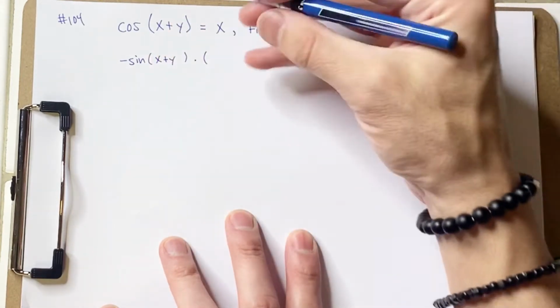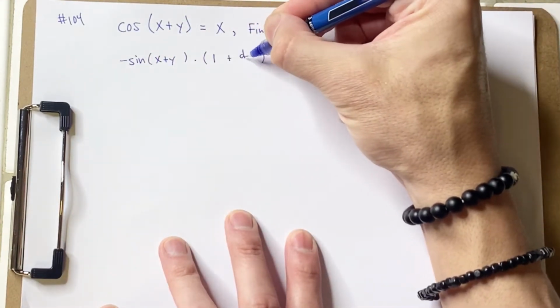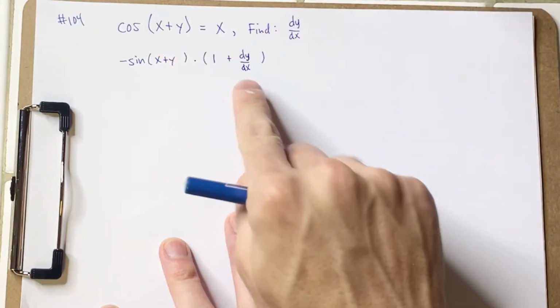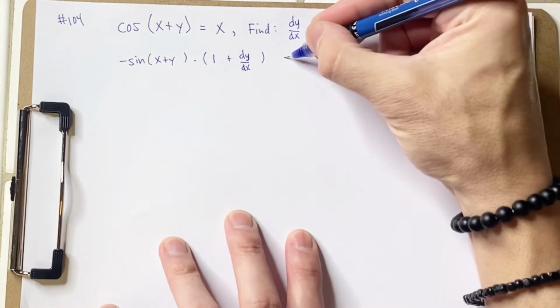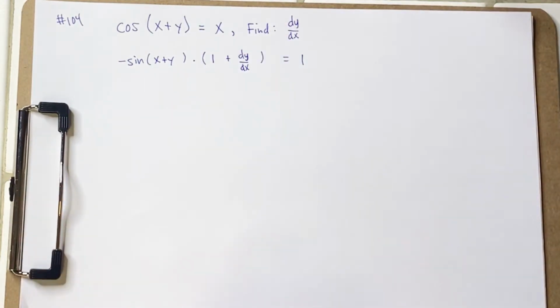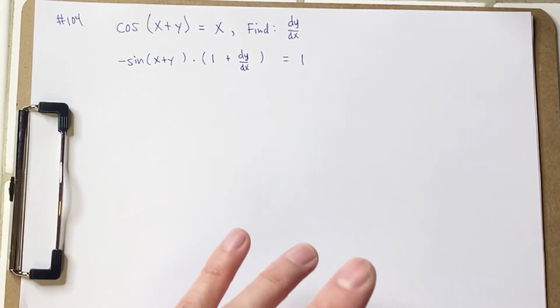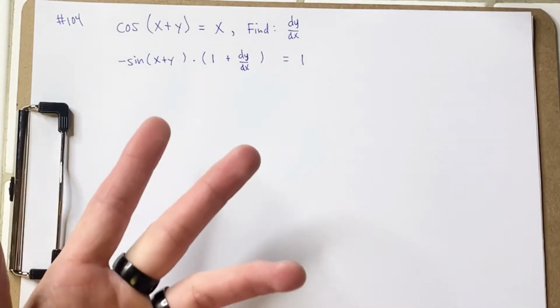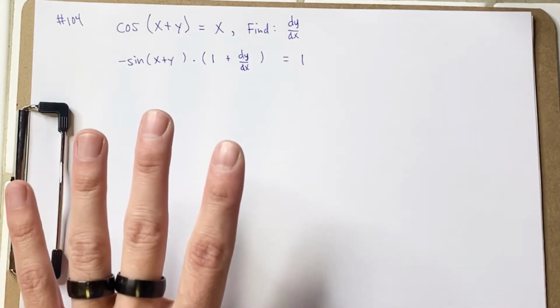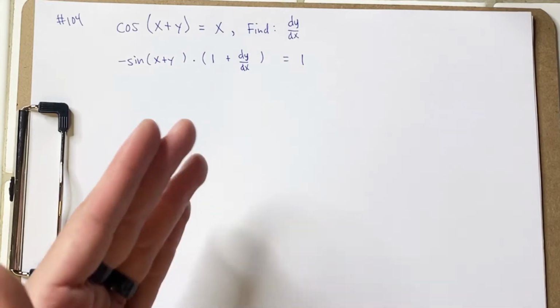The derivative of x is just 1, and the derivative of y is dy/dx. All of this mess equals the derivative of x, which we'll call just 1. Now from here, there are different paths you can take. I would do something different than what your teacher did, but just for the sake of understanding what they did, I'll follow the pattern that your teacher took.